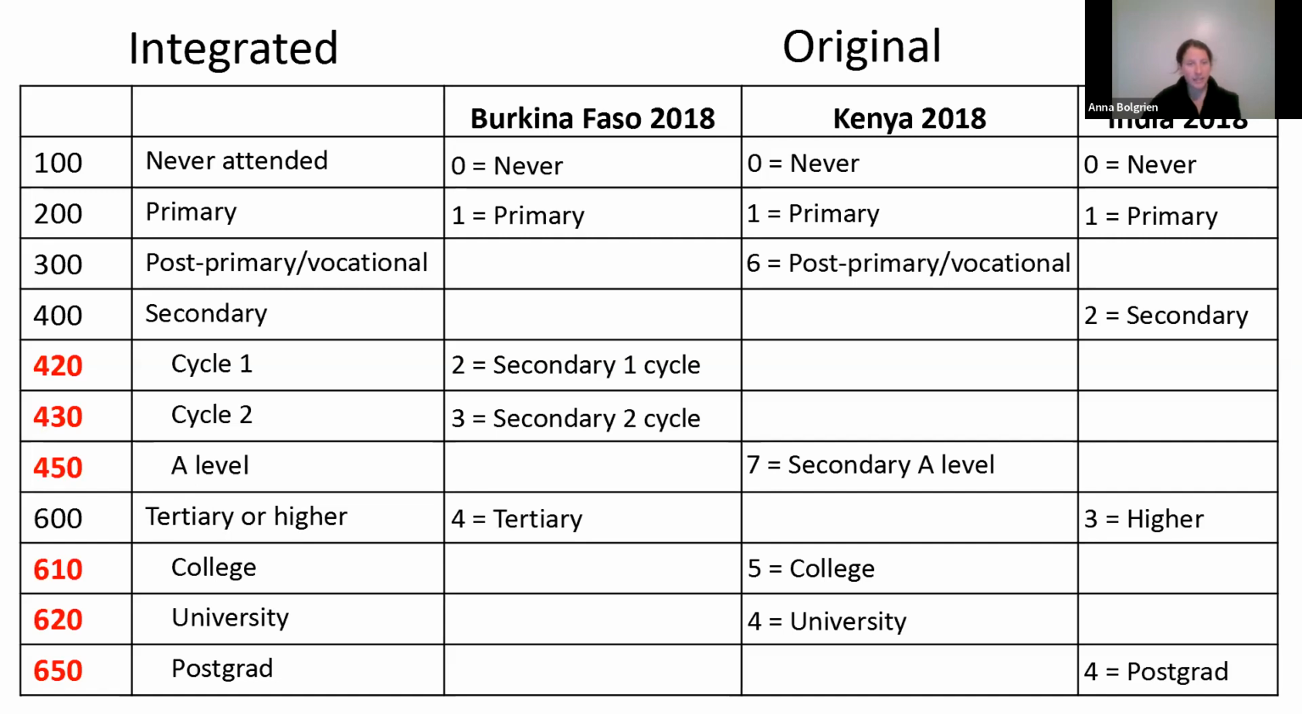If you are interested in analyzing broad categories, you could just collapse all of these codes into their first digit. And this would allow you to generally do analysis on the categories of never attended, primary, post-primary, secondary, and tertiary. However, as you can see, the integrated variables also retain all of the detailed information. So this allows you to make comparisons between women living in all of the countries, if that's what your analysis requires.